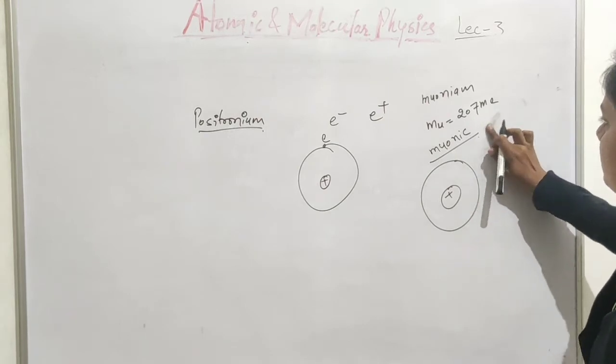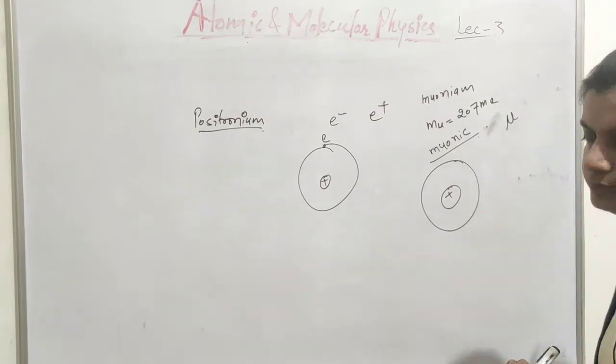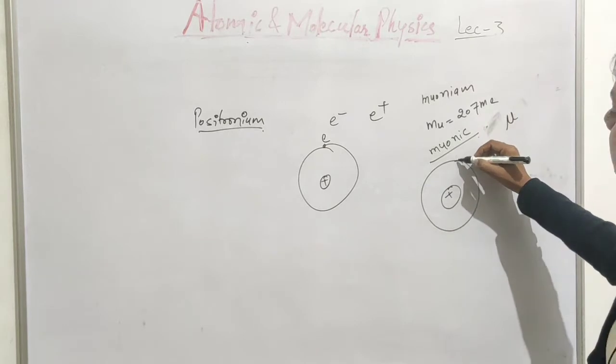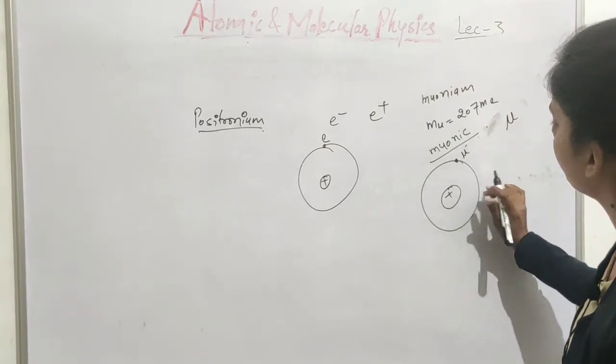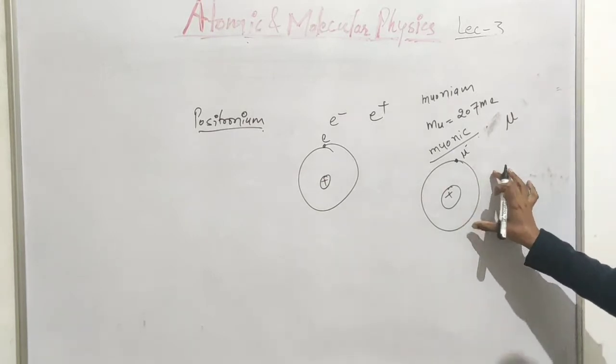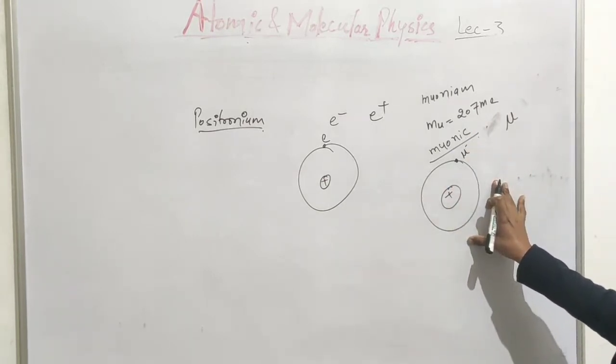This is the mass. Muon is represented as mu. So the muon will take the seat of the electron. Here is the muon, here the nucleus. So this configuration is termed as a muonic system.